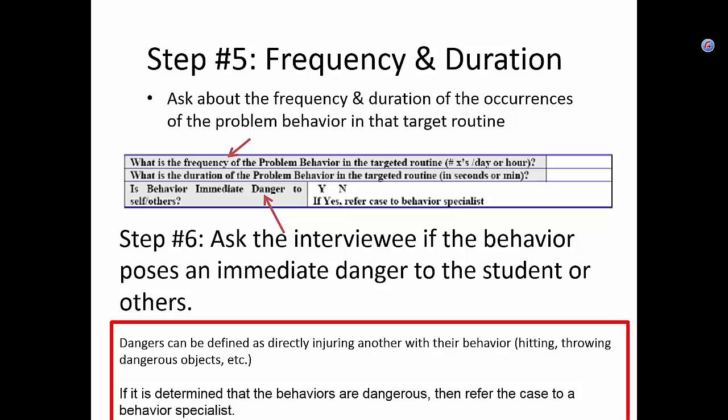And then finally, the last item is, is the behavior an immediate danger to self and others? And remember, if it is a danger, this is where we want to refer the case to a behavior specialist and really have a sense of urgency about moving forward and getting some supports in place. And there'll be some additional things that are involved in the case around crisis planning and those types of things. So danger can be defined as directly injuring another student or self with their behavior, such as hitting, throwing, and dangerous objects.